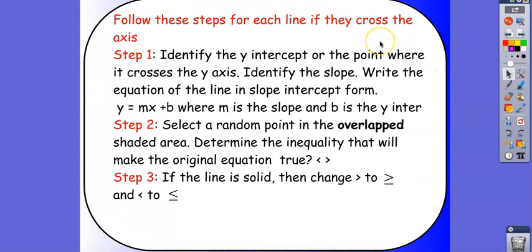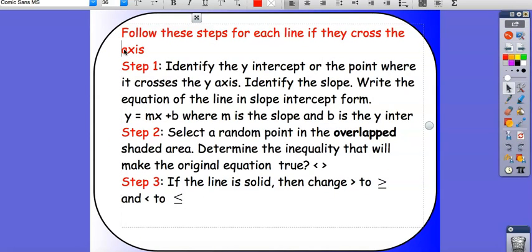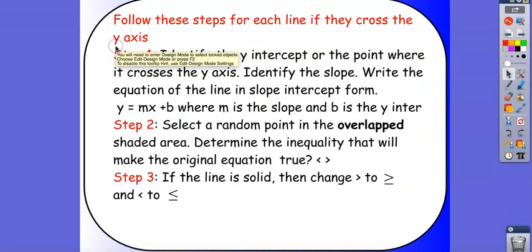Okay, these are the steps. If you have the lines cross the y-axis, let me put that in there. I don't know where I missed that. The y-axis, this is what you can do, okay? In other words, you're going to have a y-intercept. You identify the y-intercept where it crosses the y-axis, or the point where it crosses the y-axis. Identify the slope. Write the equation on the line in slope-intercept form. Y equals mx plus b, where m is the slope and b is the y-intercept.